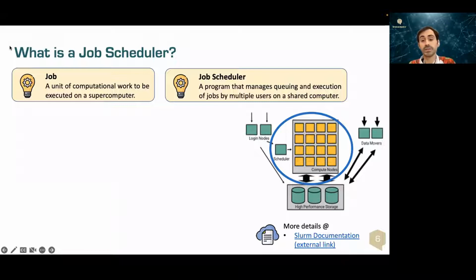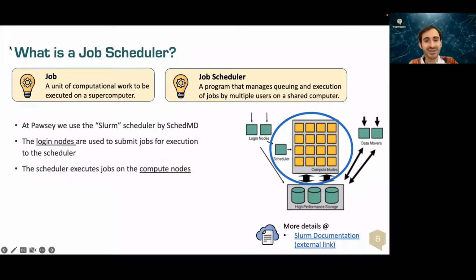So a job scheduler is just a program that manages the queuing and execution of the jobs that multiple users submit for execution on a shared compute resource. I'm going to mention these two terms quite a lot over this module. The scheduler technology we use at Pawsey is called Slurm, provided by a company called SchedMD.